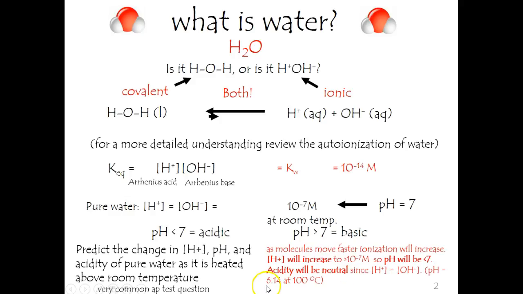So the pH of pure water near the boiling point is 6.14. That is at the boiling point. That's a common AP question. The pH of water is always 7. No. Okay, that's a little bit about what water is.